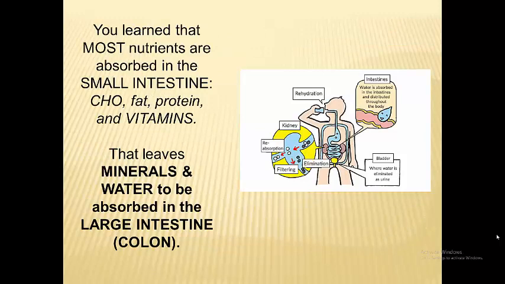So you learned that most nutrients are absorbed in the small intestine. That was one of the first lessons, that everything comes in your mouth, goes down your esophagus, hits your stomach. It leaves your stomach and it goes into your small intestine, and most nutrients, carbohydrate, fat, protein, and vitamins are absorbed there. So that leaves two things, right? Water and minerals that got to be absorbed somewhere, which means they're absorbed in the next part, the colon, which is also called the large intestine.